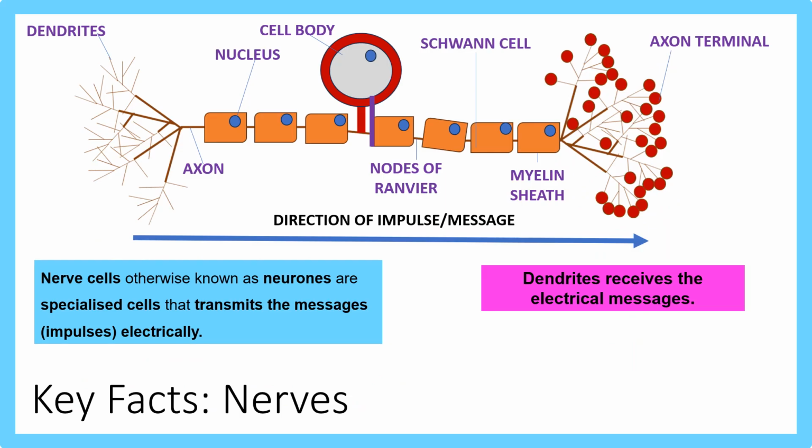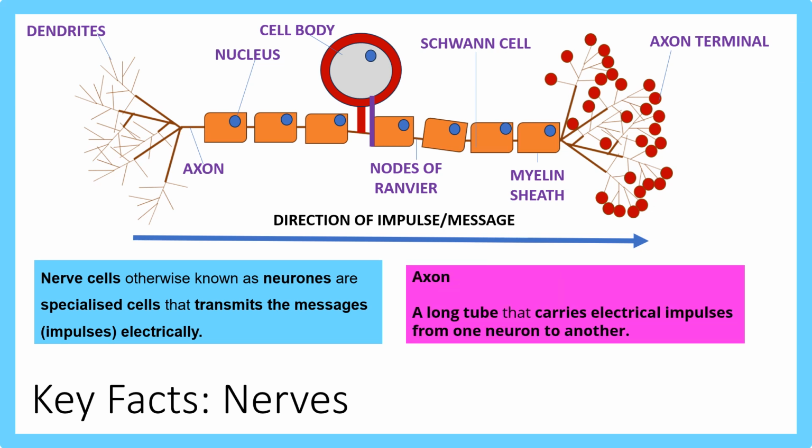So here's a close-up image of the nerve cell or the neuron. They are specialized cells that help transmit messages electrically. The dendrites are what receive the electrical messages. And then you have a long tube called the axon, and that is what carries the electrical messages or impulses from one neuron to another.